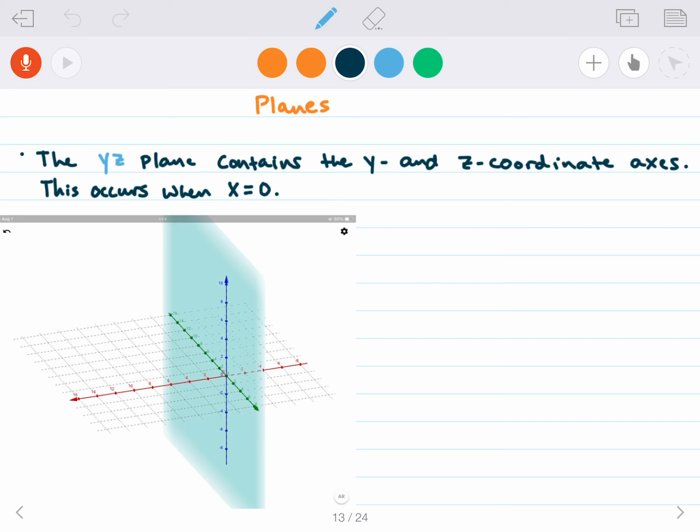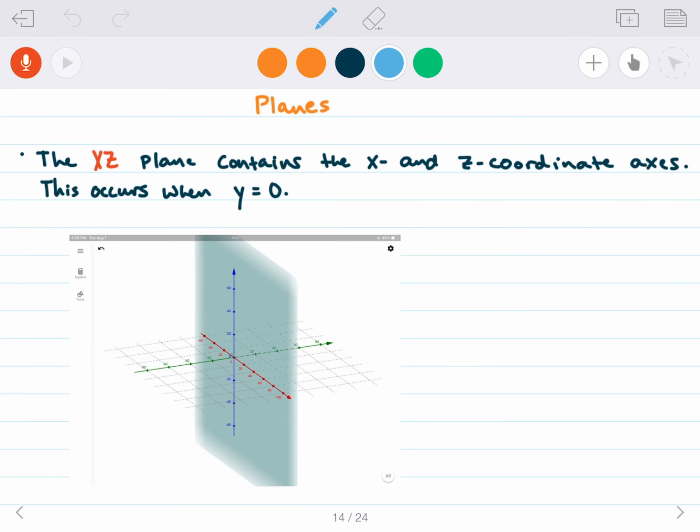The YZ plane contains the y and z coordinate axis, and this occurs when x is equal to 0. So we can see this flat sheet of paper extending infinitely in the y and z direction, and x is fixed at 0. Okay, so this is the graph x is equal to 0, also known as the YZ plane.